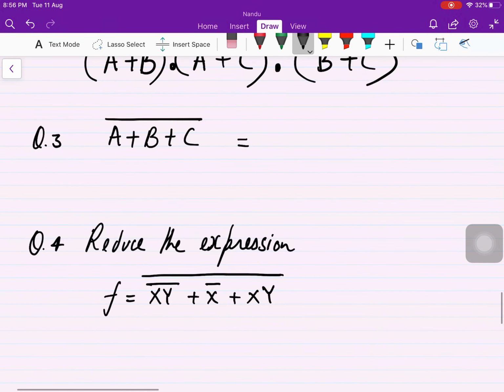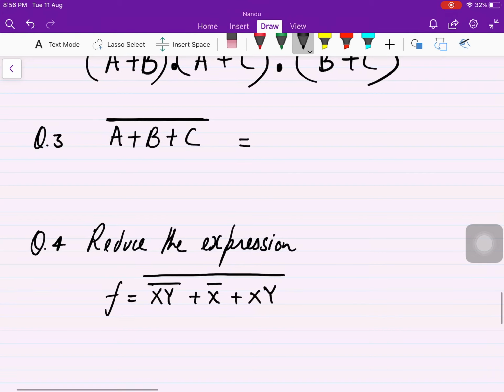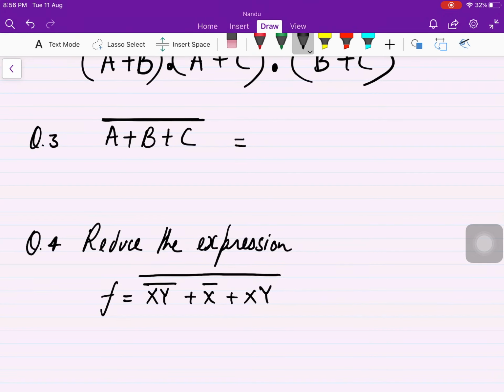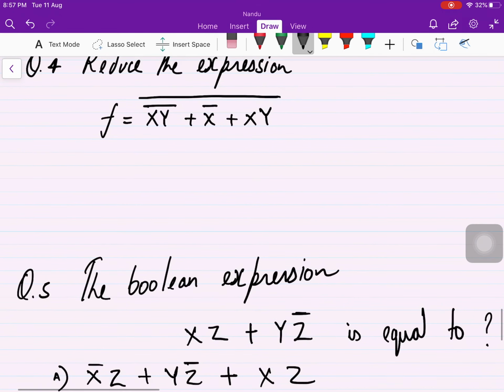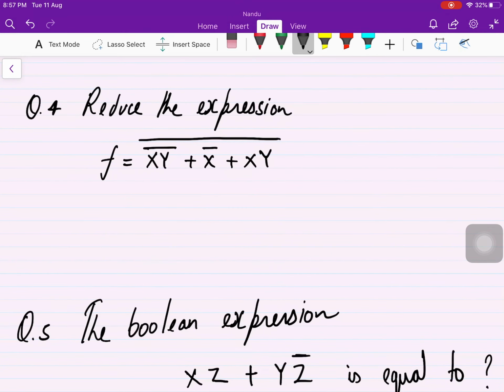Now here a complement of this expression is there, so we'll apply De Morgan's theorem. We'll get a bar into b bar into c bar. De Morgan's theorem, very important. Then there is the next question: reduce the expression.